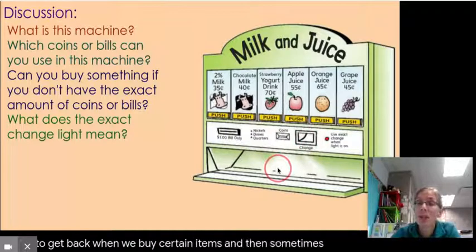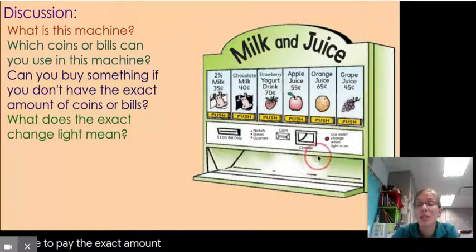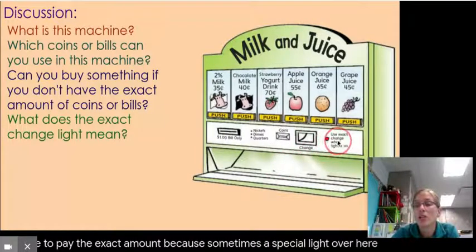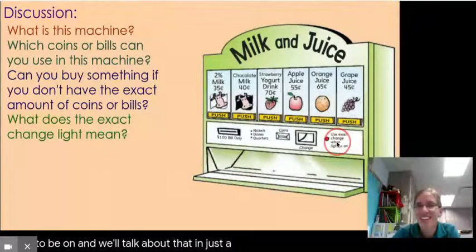So today we're going to figure out how much change we're going to get back when we buy certain items. And then sometimes we're going to have to pay the exact amount because sometimes this special light over here is going to be on. And we'll talk about that in just a second.